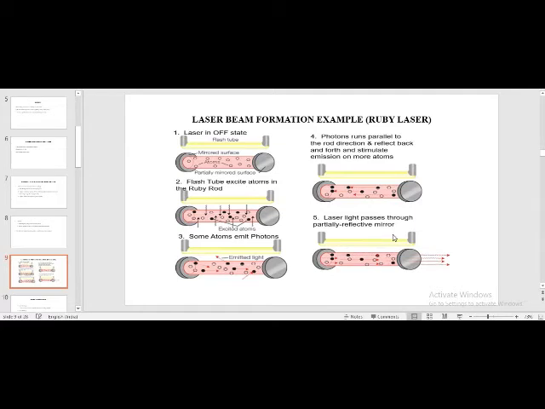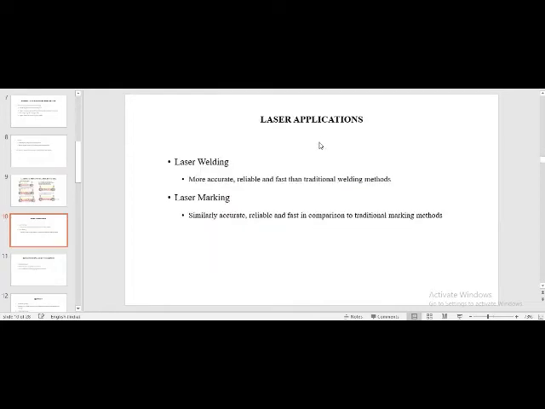In the third stage, when atoms start to emit photons, they also emit light. Photons rush parallel to the rod direction and reflect back and forth and stimulate emission from more atoms. As they are charged and start moving around, there is one mirror surface, so they reflect and pass through the partially mirrored surface. The laser light passes through the partially reflective surface. In stage 5, we can clearly see the ruby laser, a reflective mirror surface, and a partial mirror surface, so the laser goes this way.